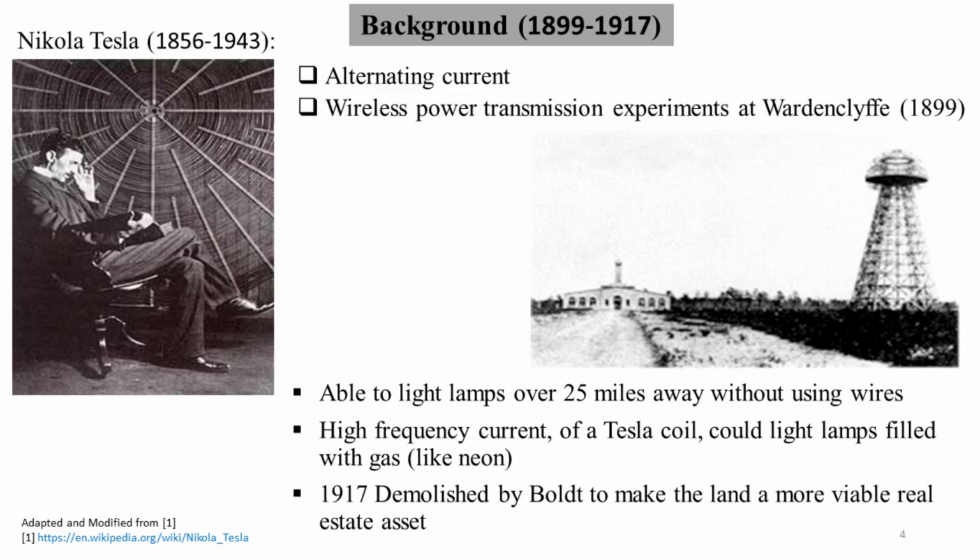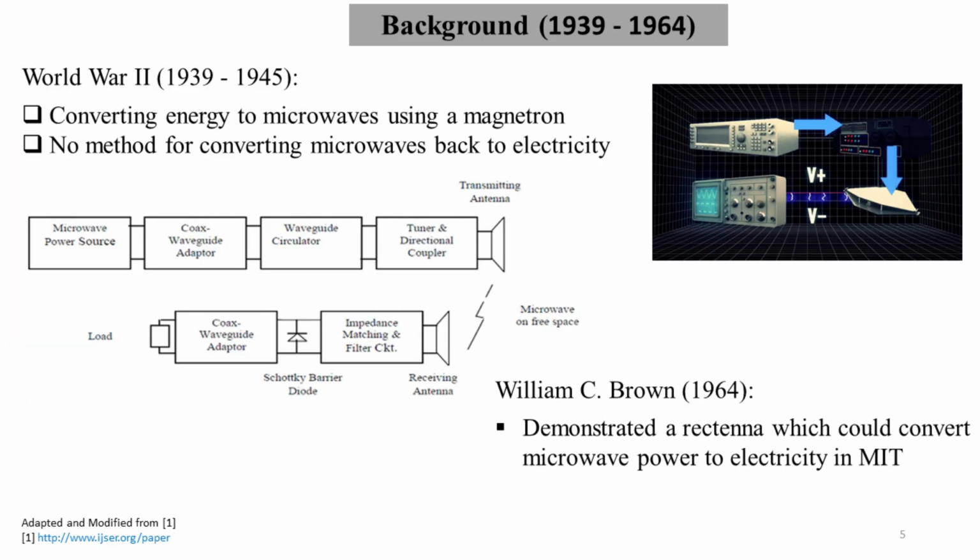His experiments at Wardenclyffe demonstrated wireless lighting over 25 miles using high-frequency currents from Tesla coils, laying the foundational principles for resonant inductive coupling we use today. Later, in the mid-20th century, research shifted to microwave-based WPT, notably by William C. Brown in 1964, who created the rectenna to convert microwaves to electricity. While effective for long distances, these systems face challenges in efficiency and safety.